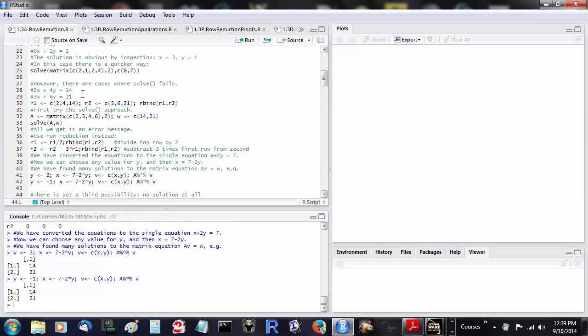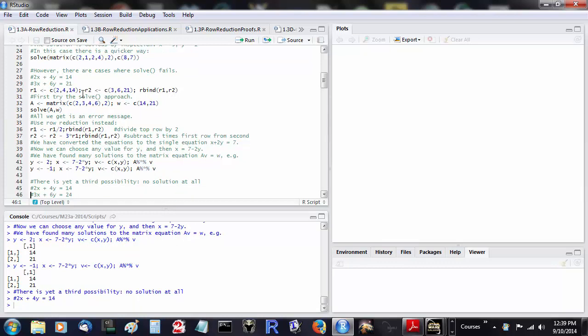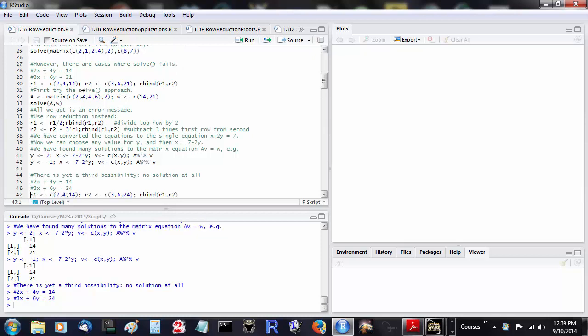As you almost certainly recall from your first algebra course, there's a third possibility. There may be no solution at all. Here's a minor variation on the previous example where I have made the second equation inconsistent with the first equation. There are no values of x and y that solve this pair of equations.